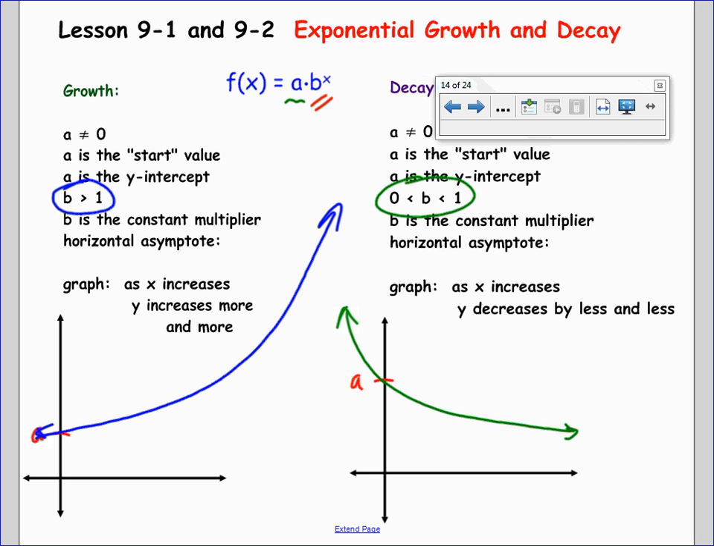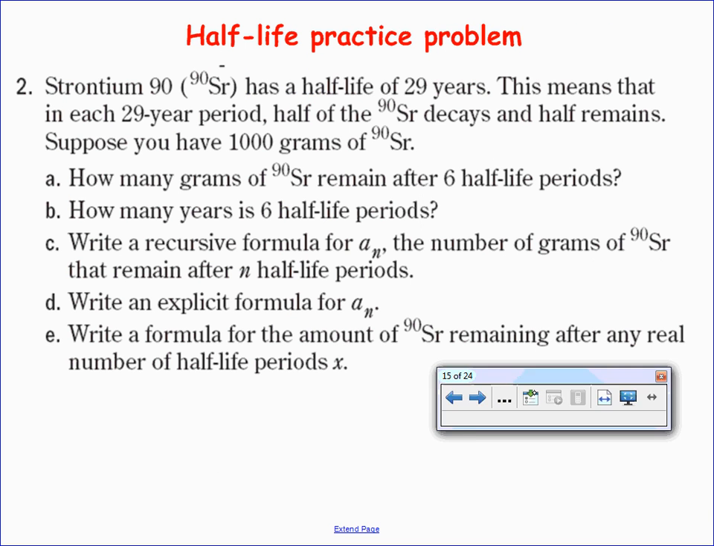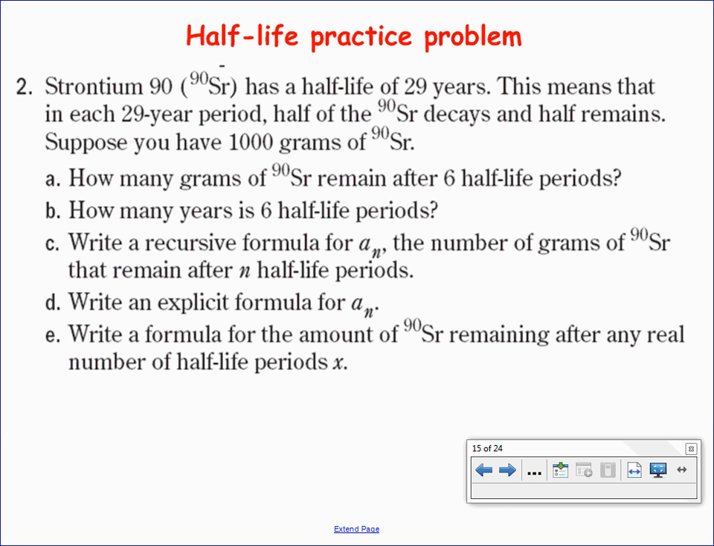Awesome. So after you get your general parent function for exponential growth, that is b values greater than 1, versus exponential decay, that is b values in between 0 and 1, notice how b is always positive here. Now we can apply it to some real-life applications. Let's suppose that you're dealing with strontium-90, a radioactive isotope that has a half-life of 29 years. This means that in each 29-year period, half of the strontium-90 decays and half remains. Suppose that you initially have 1,000 grams of strontium-90.